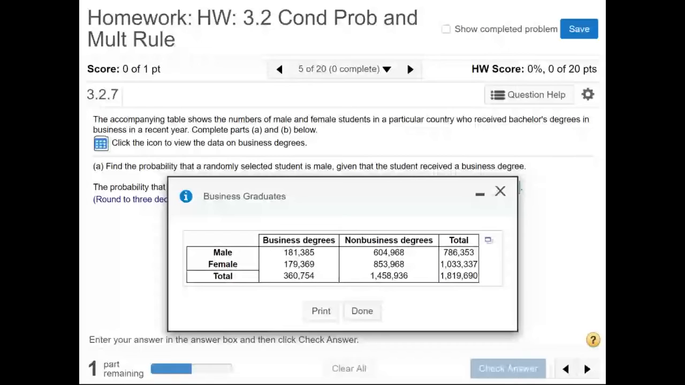So given that they received a business degree, I need to know how many received business degrees because those are the only ones we're looking at here. Do you guys see those? 360,754. Let me write that number down and then I'll unshare. And of those, I also need to know which ones are male and female. Male is 181,385, and female is 179,369. So I'm just trying to write some of that stuff down so we can work the problem. Hold on just a second and I will unshare that.